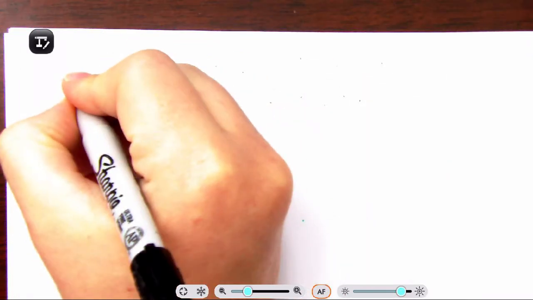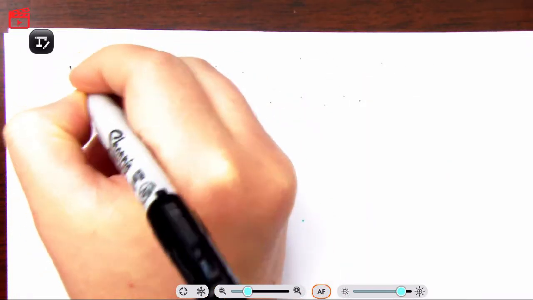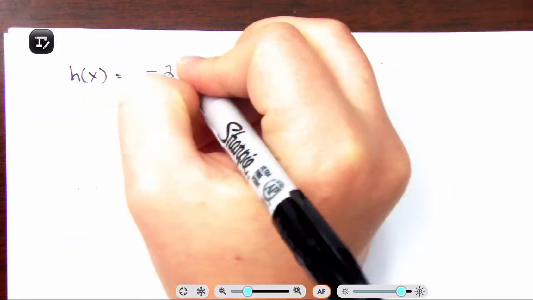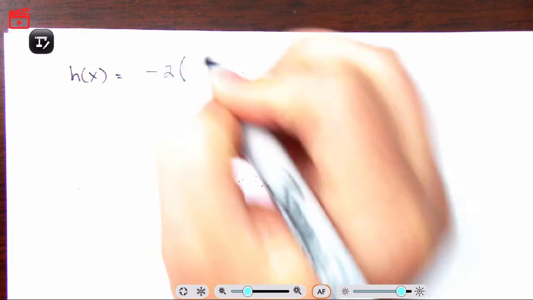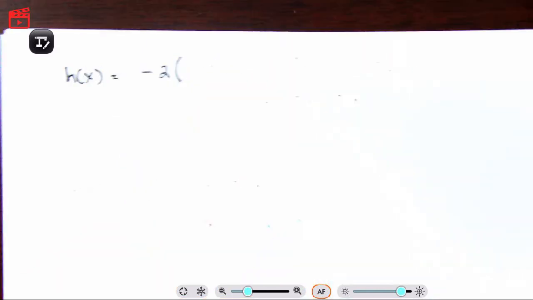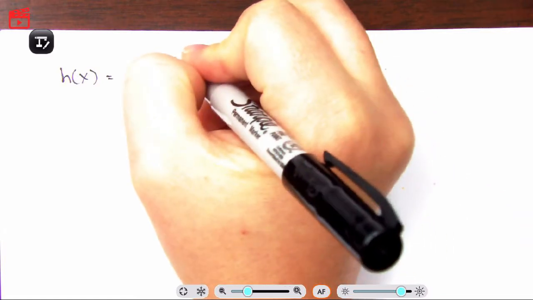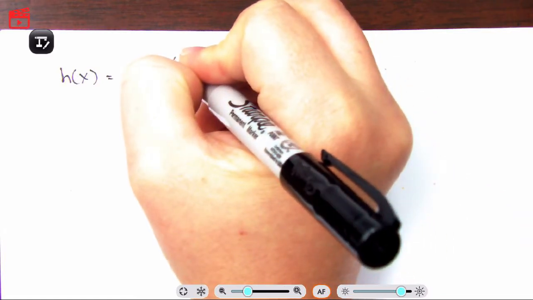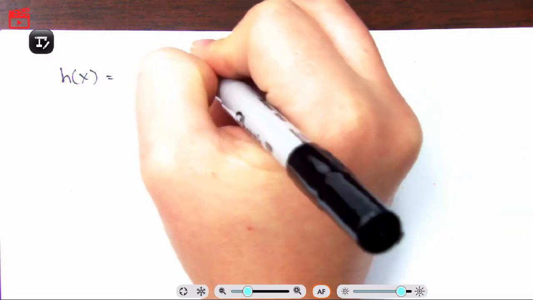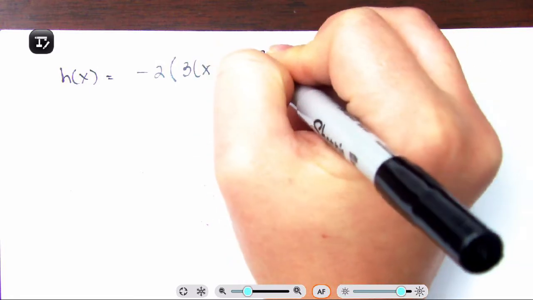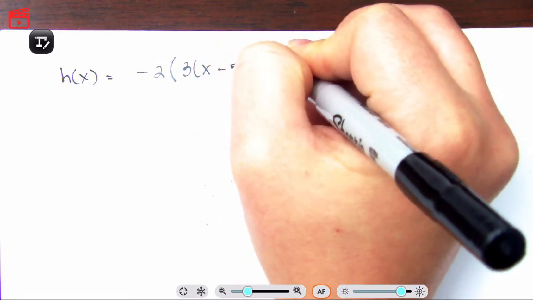So let's do h of x is equal to -2 times, oh, let's do this one. I got a good one, you guys, because I want to show you how you can undo this. Let's do 3x minus 5, making this up, cubed minus, oh, I don't know, 4.